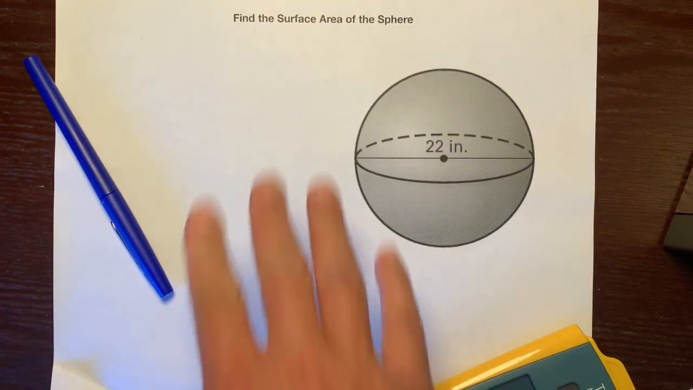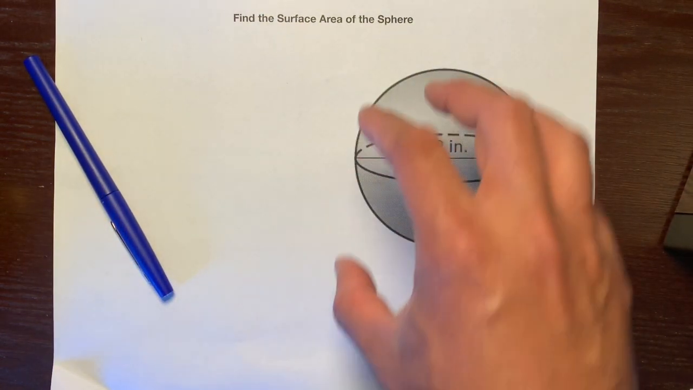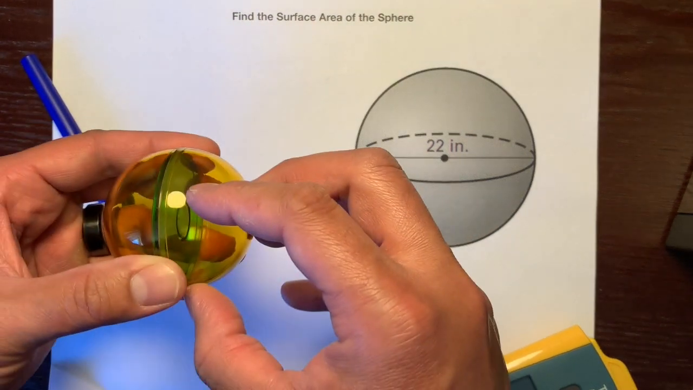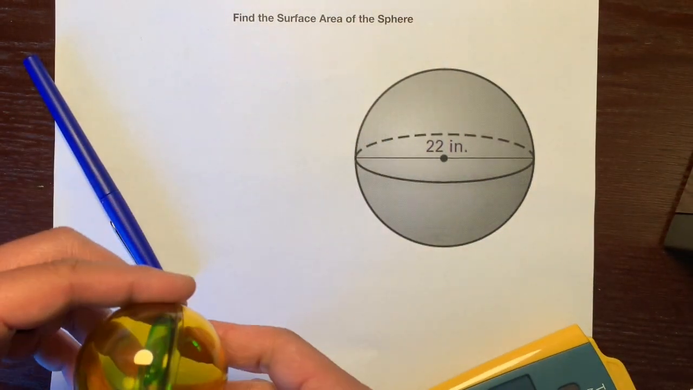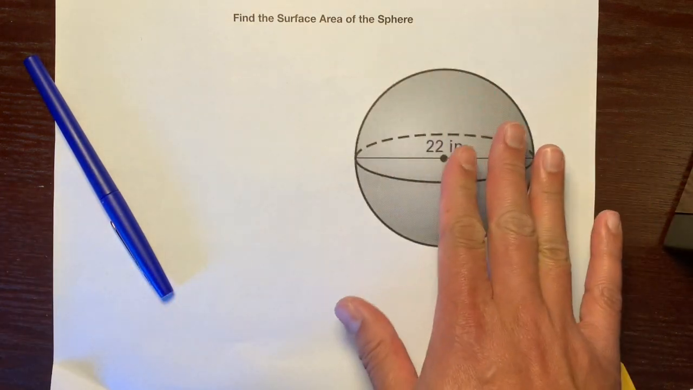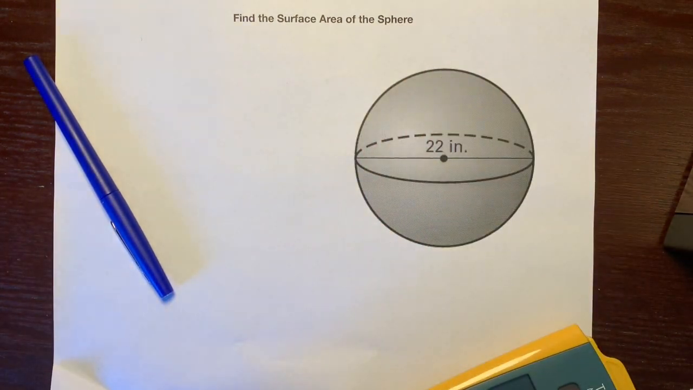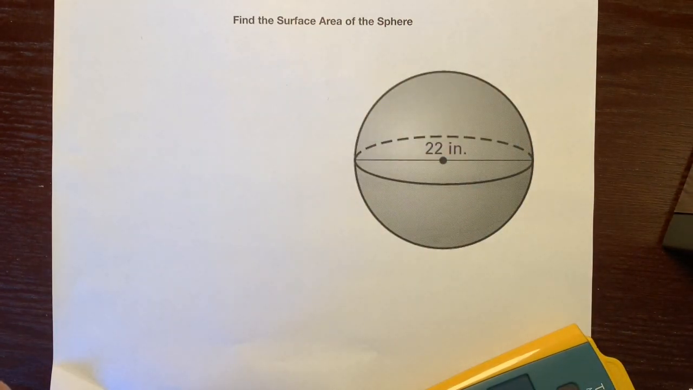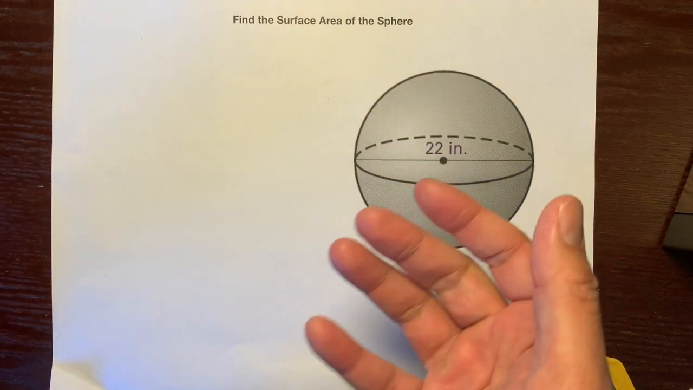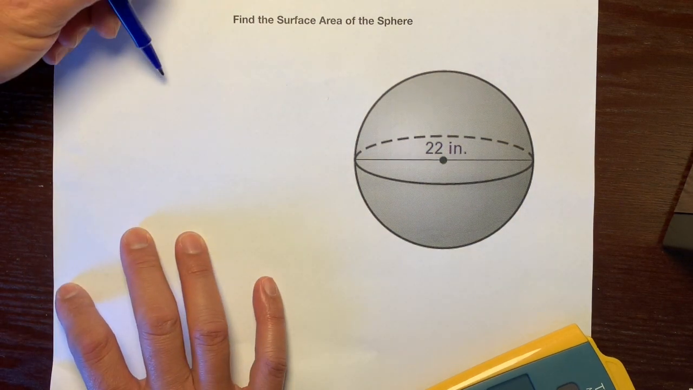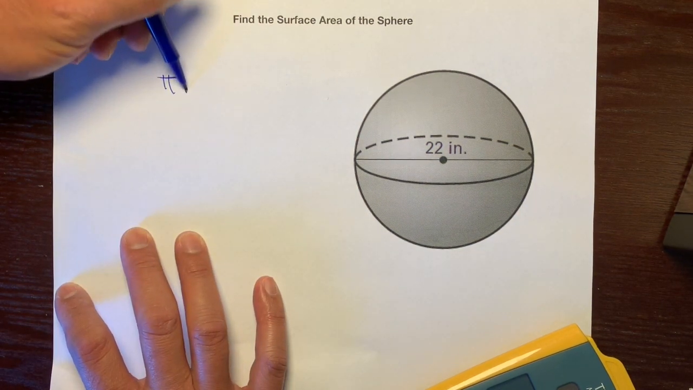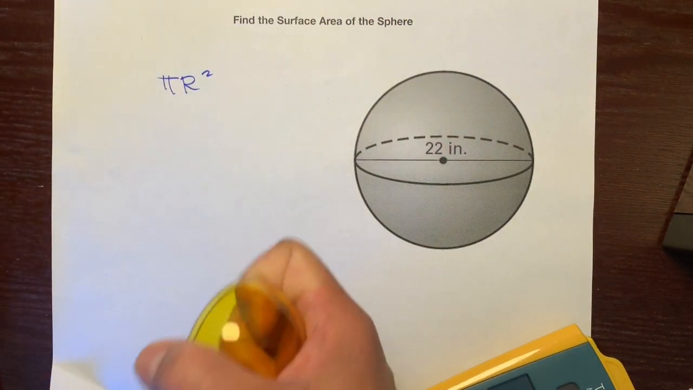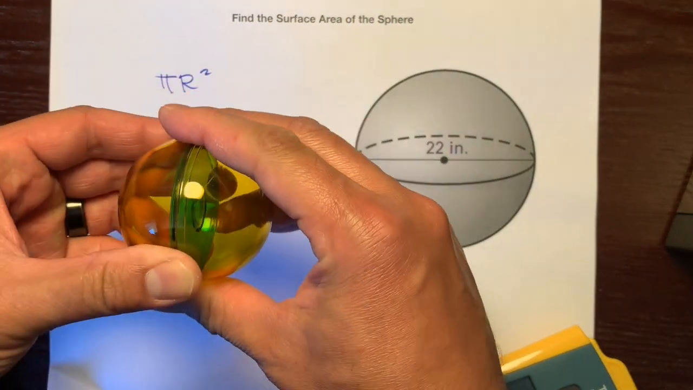So let's find the surface area of this sphere. Remember, surface area is how many squares you can fit on the surface. Looking at this two-dimensional view of a sphere, if we smash it, it would be a circle. And the formula for the area of a circle is, if you remember, pi r squared. But that's just for a circle. But let's make it into 3 dimensions.